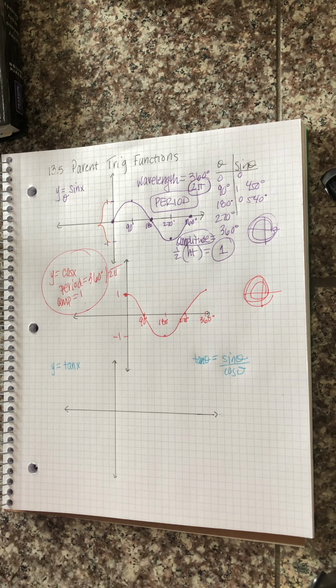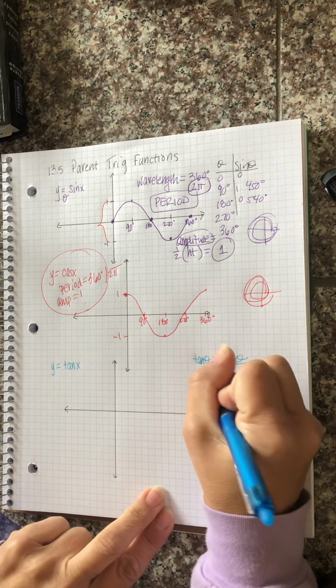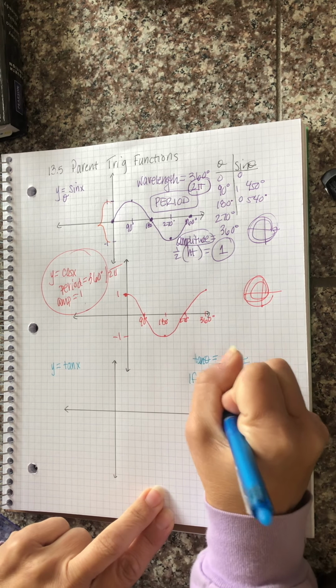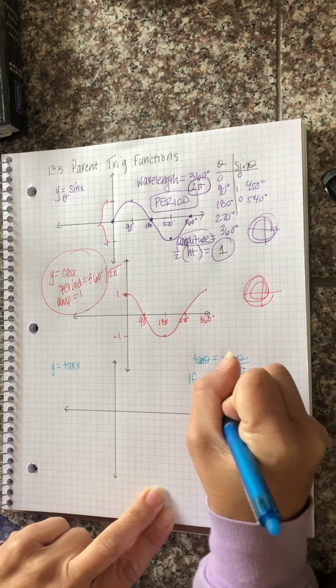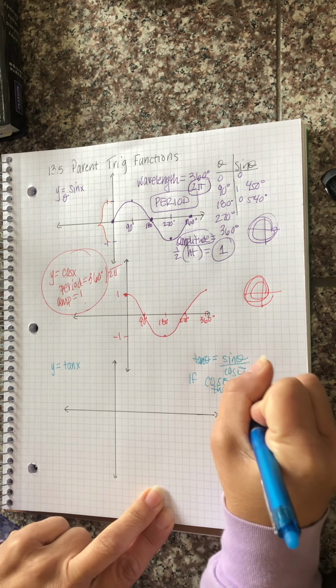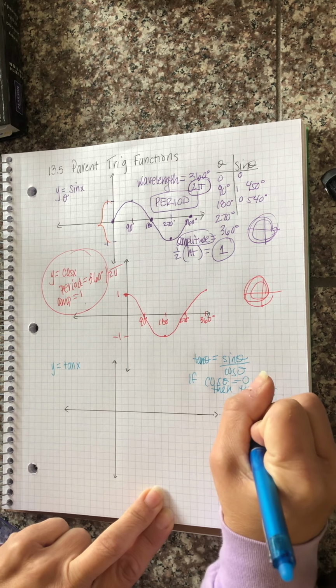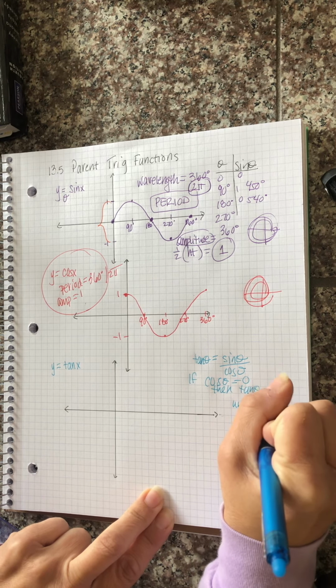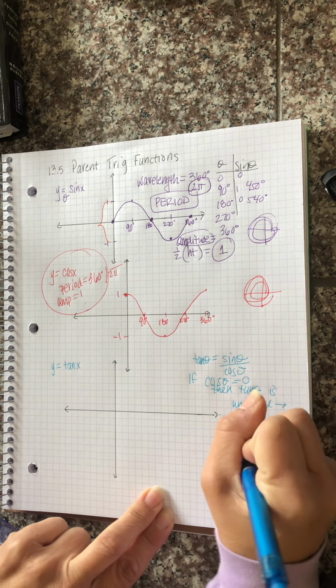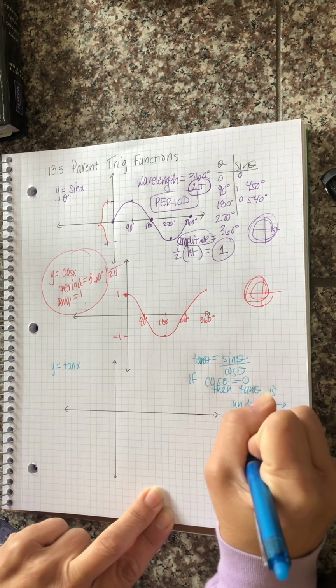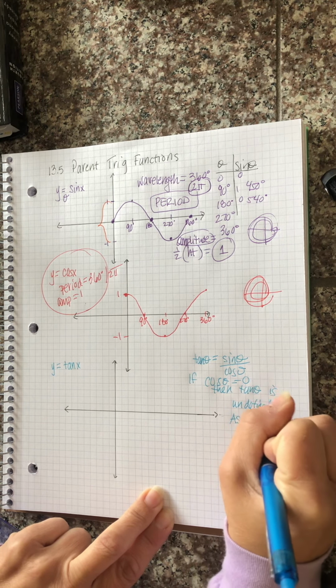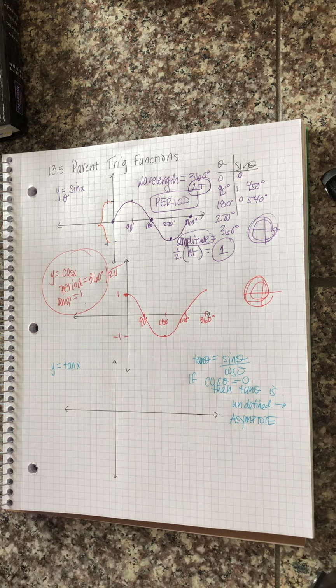So if the cosine is 0, that creates problems. So if the cosine is 0, then the tangent is undefined. And undefined shows up as everybody's favorite, an asymptote with the silent P.